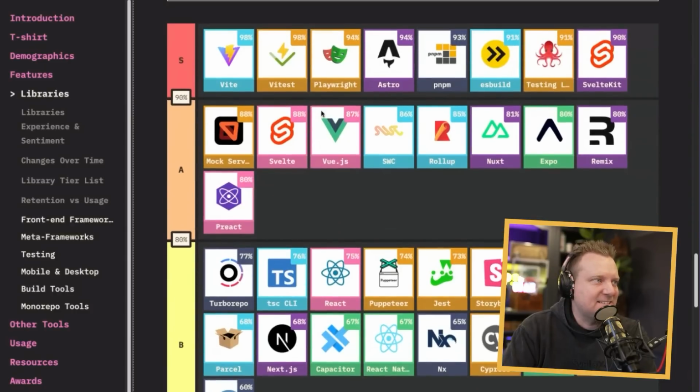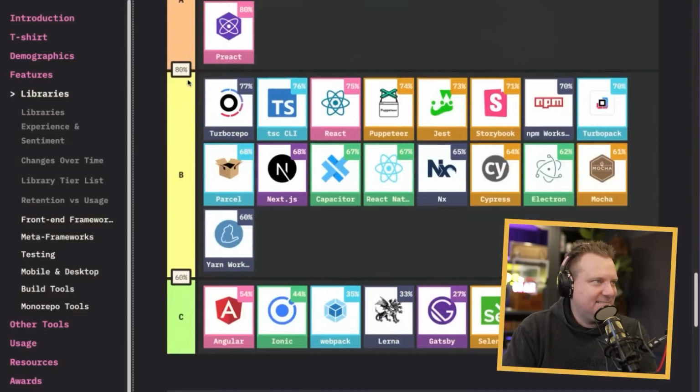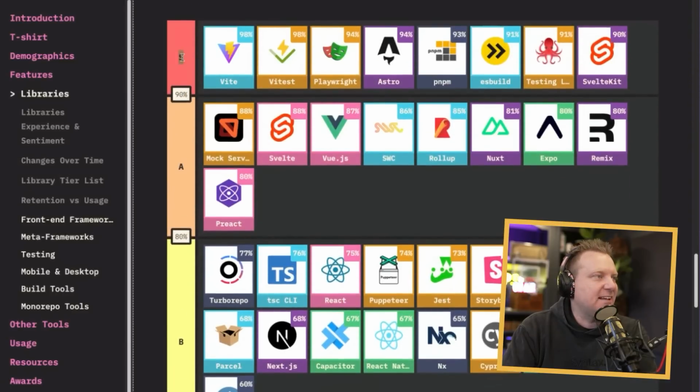This is kind of interesting. So the S tier, what does S tier even mean? It's so funny that we all just know this. Is this a meme or is this an actual data science thing?